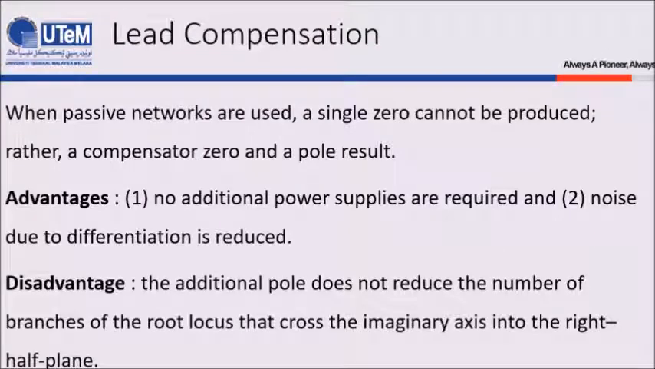Now we go to the next technique, lead compensation. For lead compensation, when passive networks are used, a single zero cannot be produced. Rather, a compensator zero and a pole result. The advantages of this lead compensator: first, no additional power supply is required, and second, noise due to differentiation is reduced. But the disadvantage of this method is that the additional pole does not reduce the number of branches of the root locus that cross the imaginary axis into the right half plane.